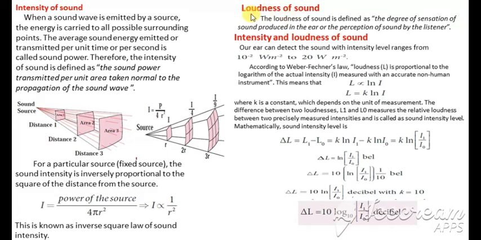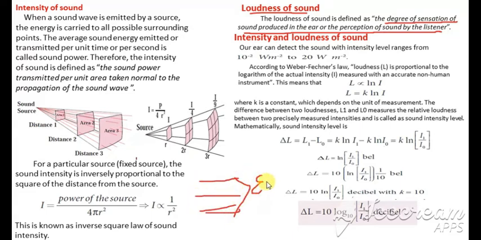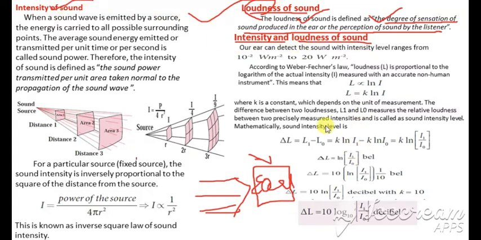Next one is loudness. So loudness is the degree of sensation of the sound produced in the ear or perception of sound by the listener. So நம்மளுக்கு எவ்வளோ sound transmit ஆனாலும் நம்ம இயர்னால எந்த அளவுக்கு கேட்க முடியும். Okay, so it is based on how much the ear is able to hear. அதை பார்த்தோம்னா that is said to be loudness. Loudness of the sound is a degree of sensation of the sound produced in the ear or perception of sound by the listener. Okay, so next we are going to see intensity and loudness. Intensity and loudness அதுக்கான equation தான் பார்க்குறோம்.